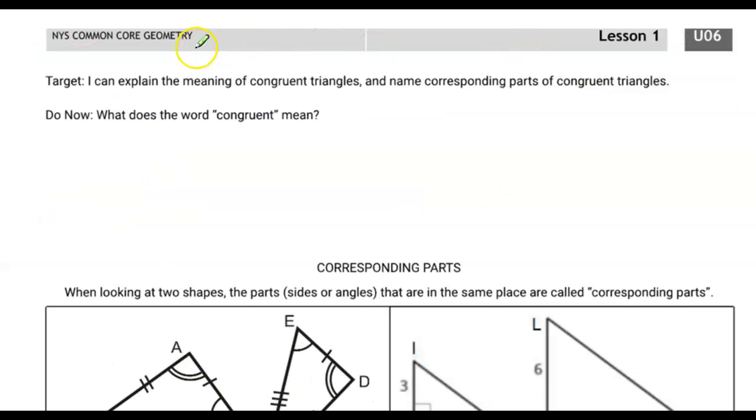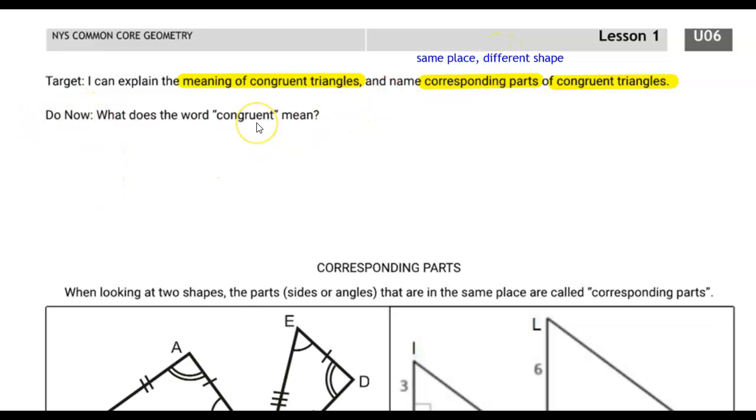Let's take a look at the learning target. For this learning target, we're going to explain the meaning of congruent triangles, so what that actually means, and to name corresponding parts of congruent triangles. Congruent triangles and naming their corresponding parts is a really big, important topic in this unit. And again, corresponding means same place but different shape. That's a quick definition. I'll give you a better definition a little later.